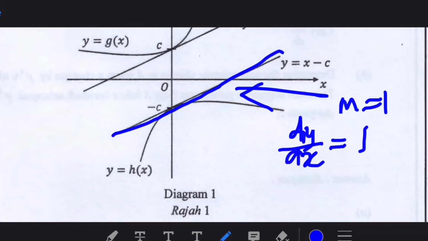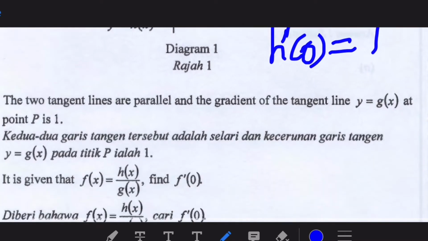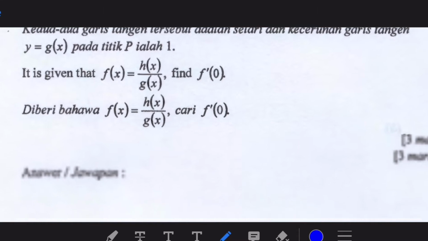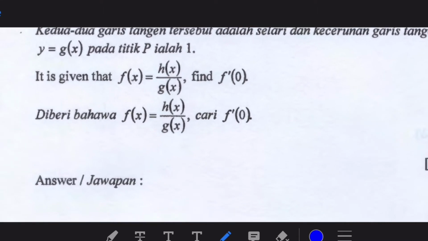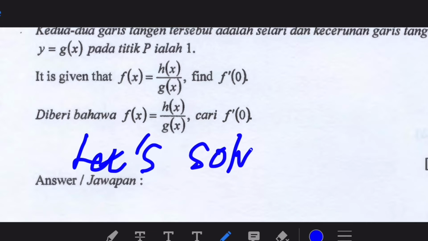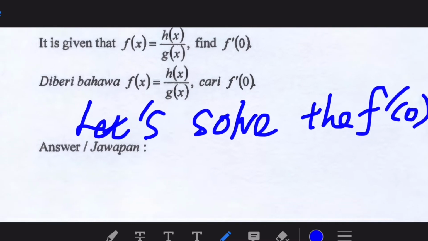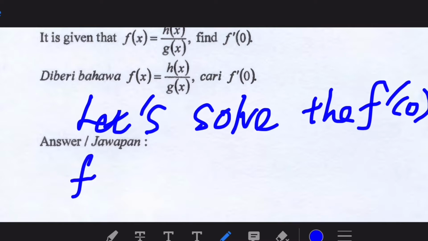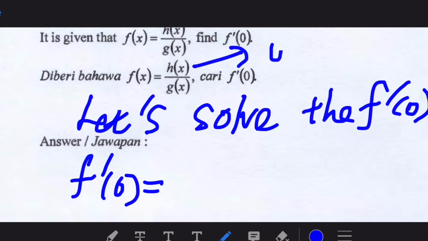Do you understand? So dy/dx means the gradient of the blue line, or we call it the tangent. So you can write h'(0) equal to 1. It means that dy/dx at x equal to 0 for the blue line is 1. So now you are asked to find the first derivative at x equal to 0 for the new function, and the new function is given as h(x) over g(x). So the new function is f(x), where f(x) is h(x) over g(x).